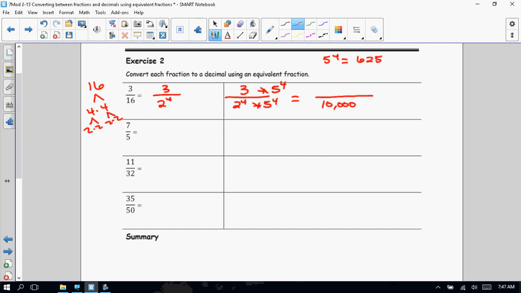So I'm going to multiply 625 times 3. And you're all going, oh, I don't have a calculator. It's okay. What's 3 times 25? 75. What's 3 times 6? 18. 1,875. Boom. Just like that.